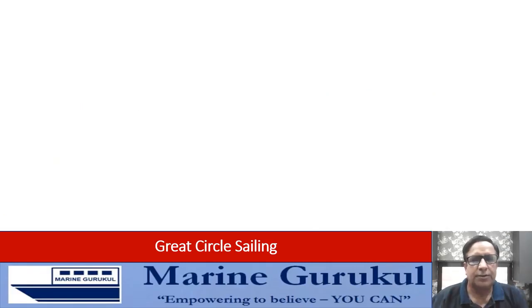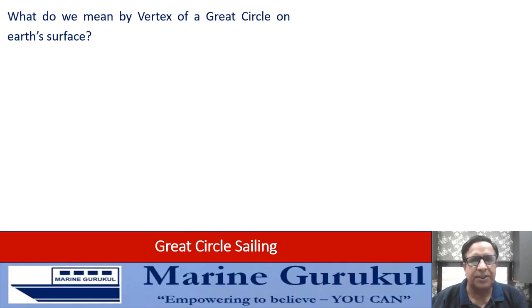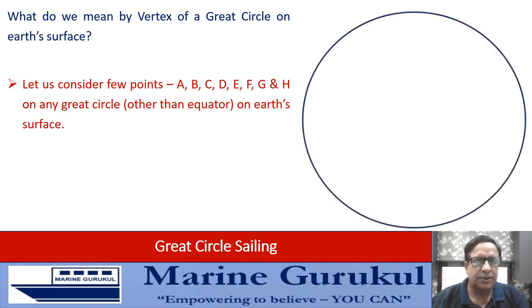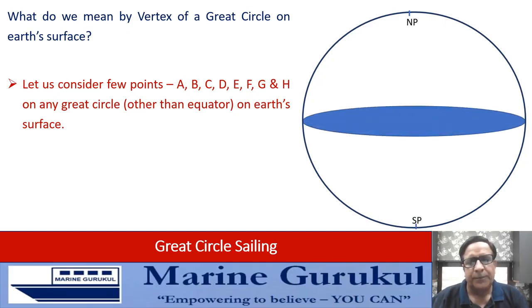We start our discussion by understanding as to what does vertex mean. Let us take any great circle on the surface of the earth. So we see in the diagram the sphere of the earth showing up. We have the poles of the earth coming up on the diagram, followed by equator, and now we take any great circle except the equator. So equator has been left out of our discussion currently. So we take any other great circle.